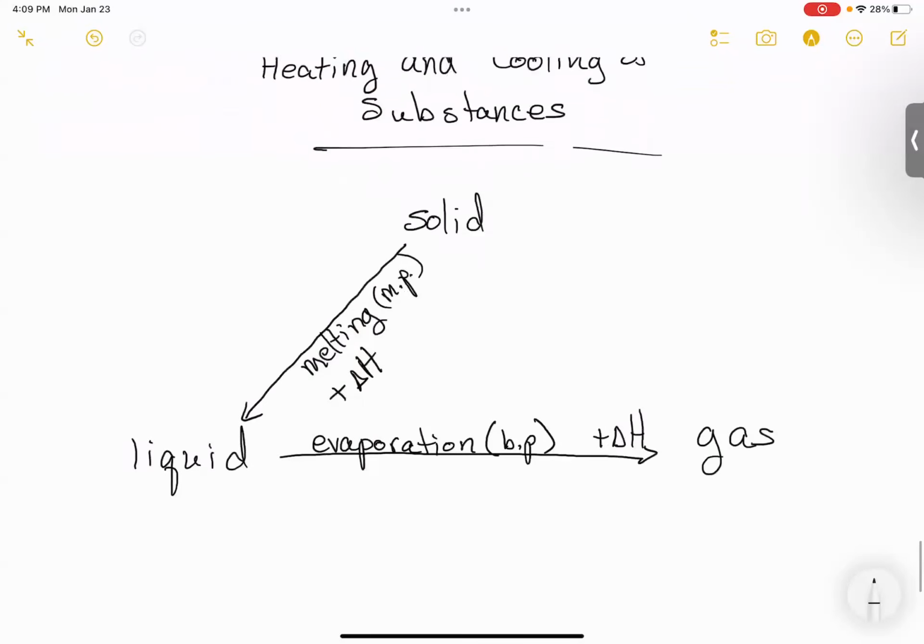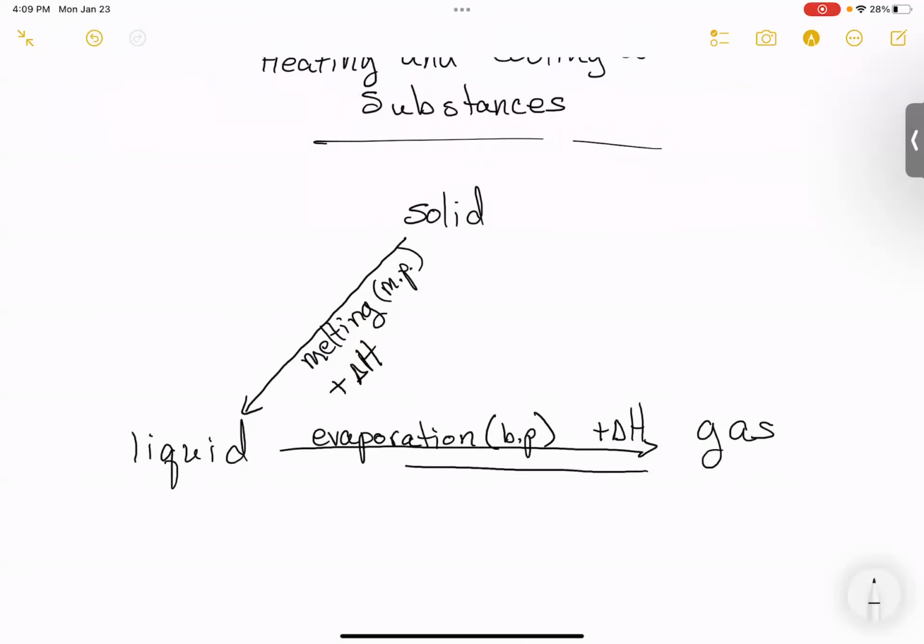Now, the reverse of this process is called condensation. If I can spell, it would be good. And it's going to have a negative delta H that's equivalent to the positive delta H for evaporation, just opposite in sign.